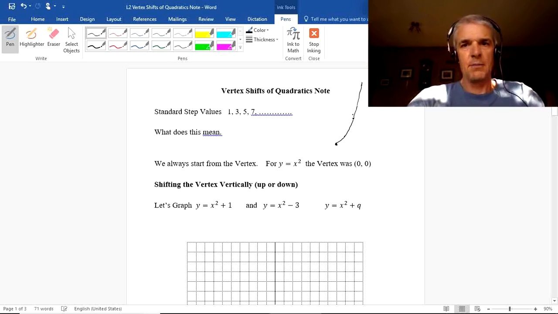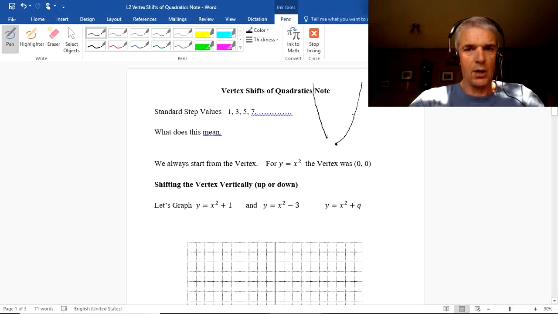And the same kind of curve would be done on the other side. It's what we call symmetrical. Over one, over one, up three, over one, up five. And we end up with a curve that goes like this.